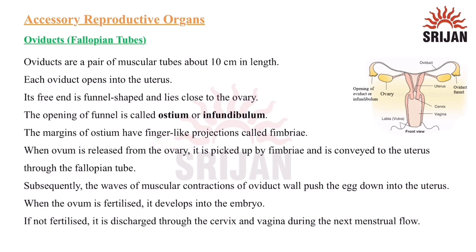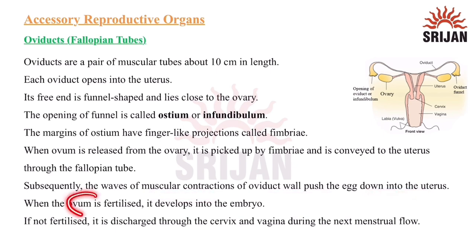When the ovum is released from the ovary, it is picked up by the fimbriae and is conveyed to the uterus through the fallopian tube. Now, the ovum is over here. The fimbriae collect it, and via the oviduct it reaches the uterus. Subsequently, the wave of muscular contraction of the oviduct wall pushes the egg down into the uterus.